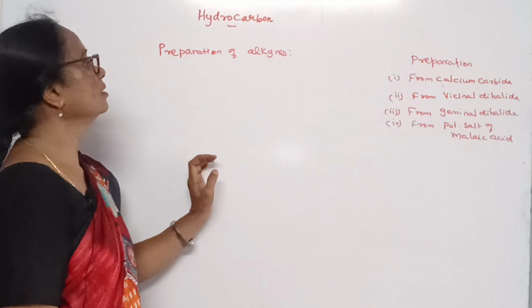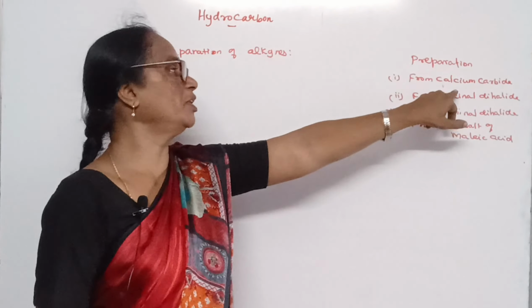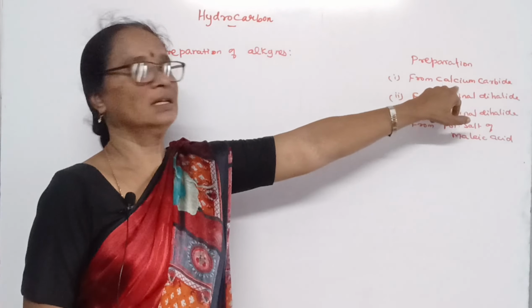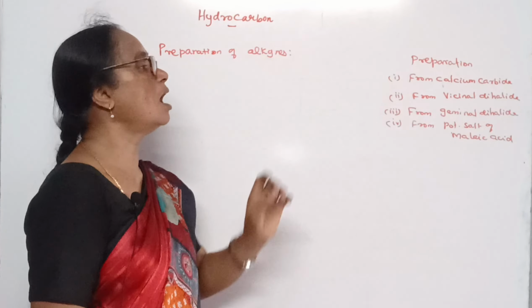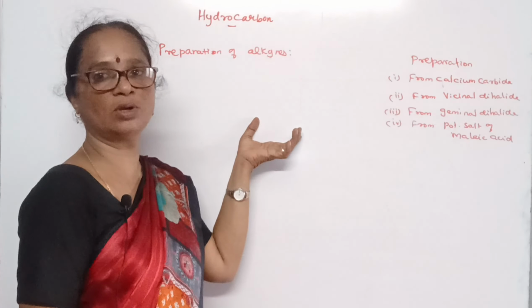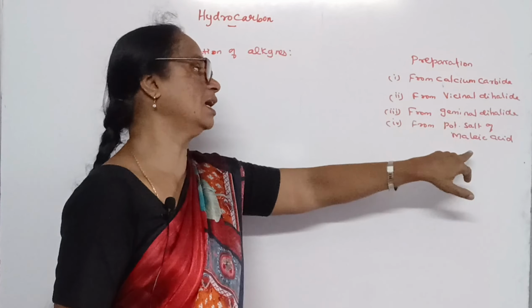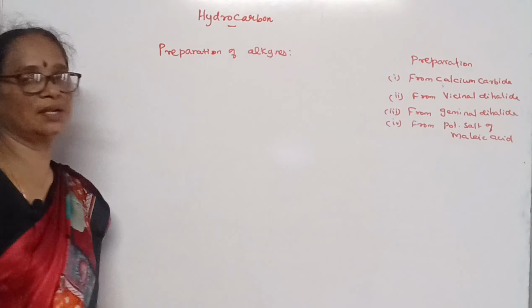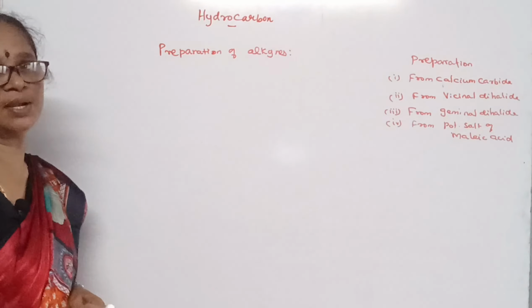The next topic is the preparation of alkynes. Alkynes can be prepared from calcium carbide. For industrial purposes, we can manufacture a large amount of acetylene this way. They can also be prepared from vicinal dihalide, geminal dihalide and the potassium salt of maleic acid. So let us take calcium carbide first.